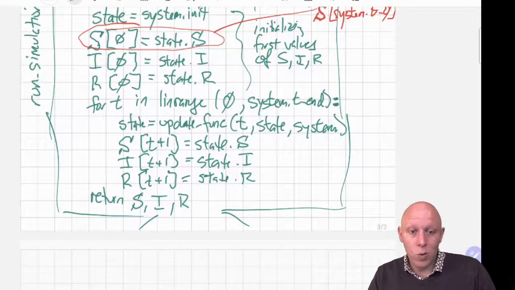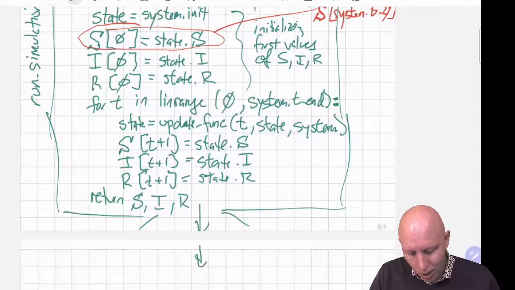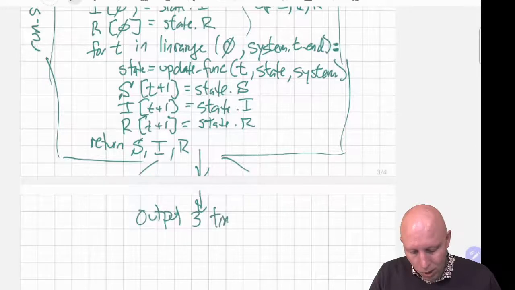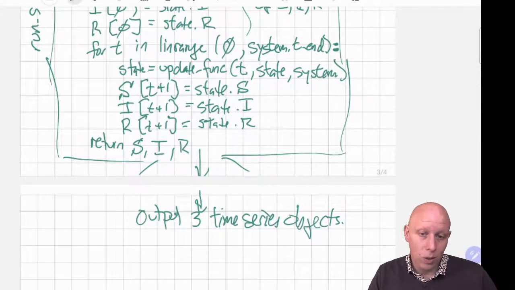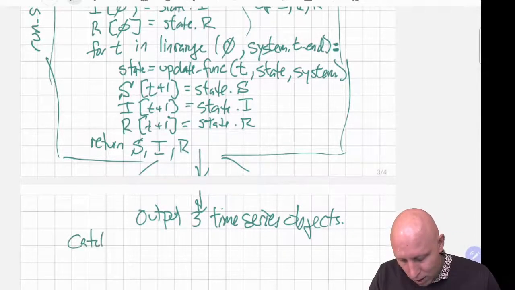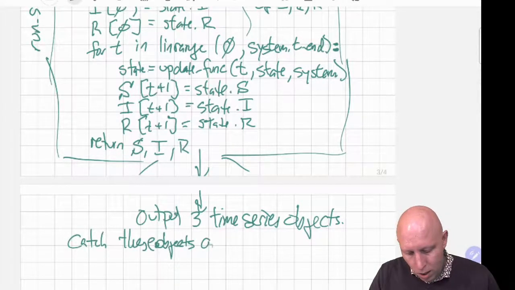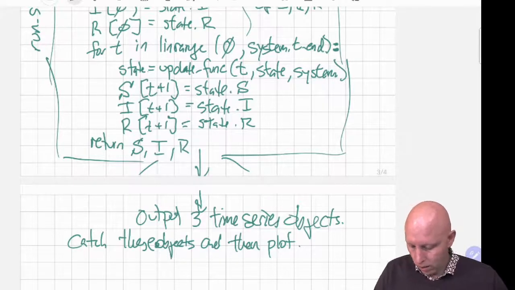So when we run this run simulation, we're going to have to catch all 3 time series. The output is 3 time series objects, so we'll have to catch these objects and then we can plot them. All right, so let's head over to Python and get this done.